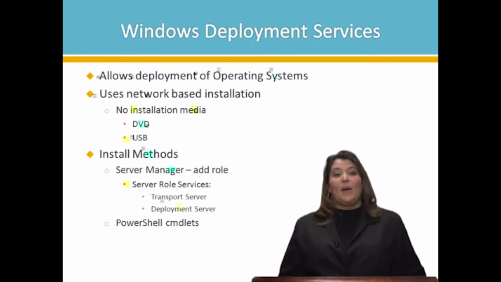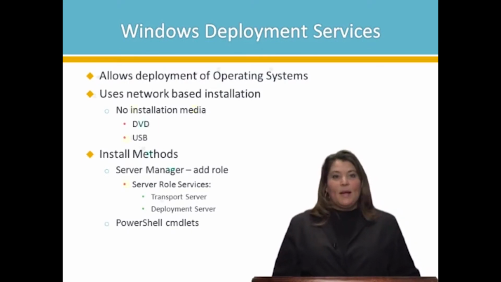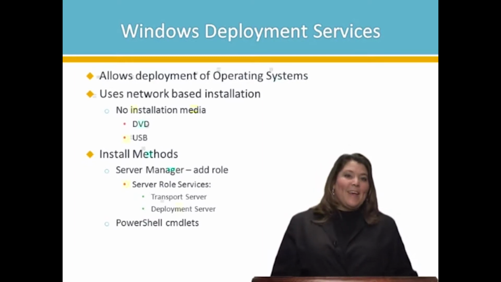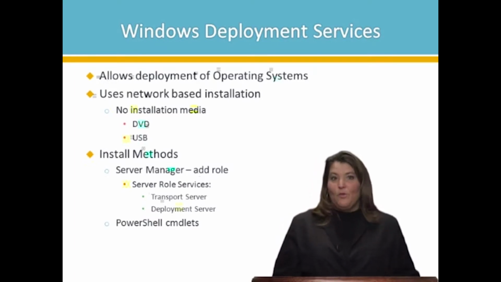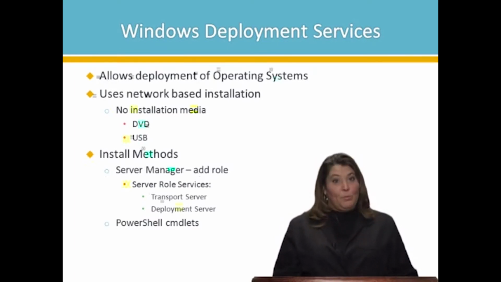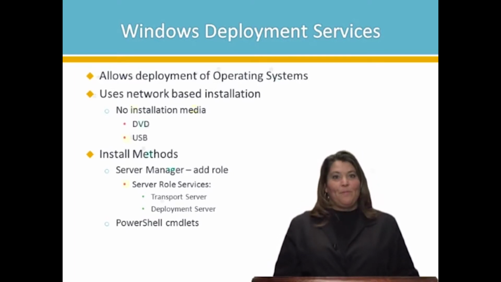So to install it, you go to Server Manager. You simply go to Add Roles. When you add the role, you'll see Windows Deployment Services. It'll automatically pick up on the two role services, which are Transport and Deployment. And again, you can install Transport independently if you need it for a different application. But if you're looking for Deployment Services, you need that and Deployment. And of course, if you want to install it with PowerShell, you can certainly do that. There are plenty of PowerShell cmdlets to help you out.